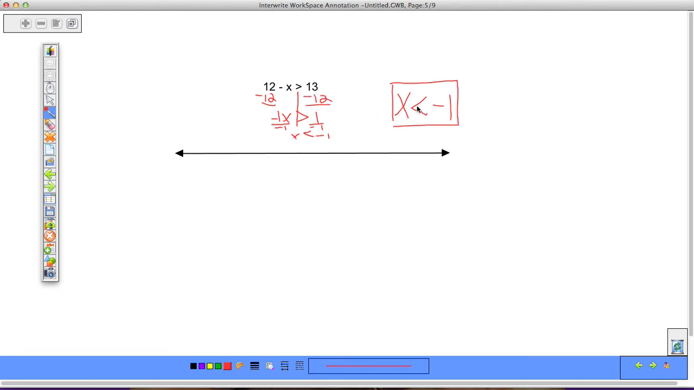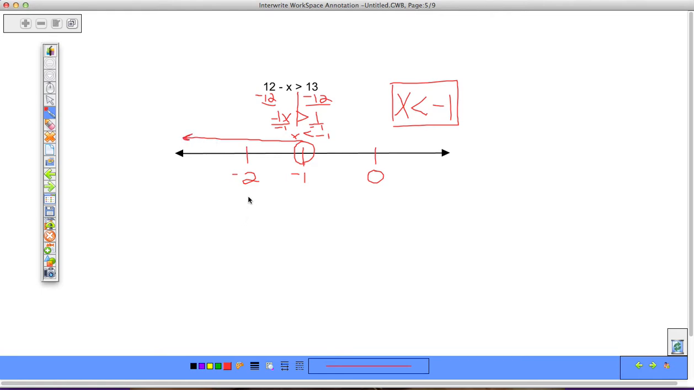The second part of the inequalities is to graph them. At negative 1, I'm going to have an open circle because it's not underlined, and x is less than for this problem, so I'm going to shade to the left.